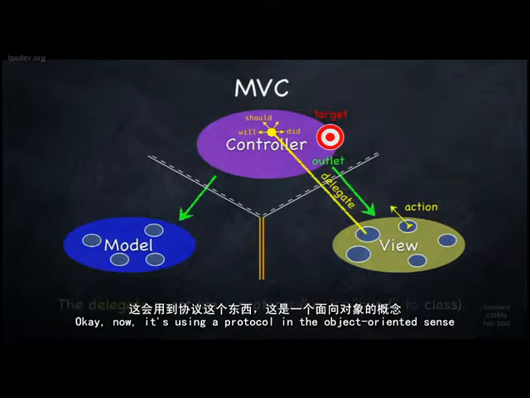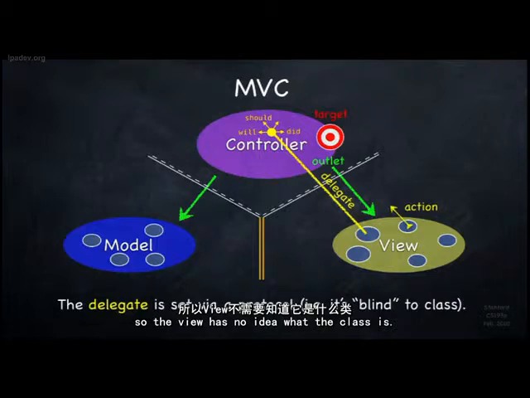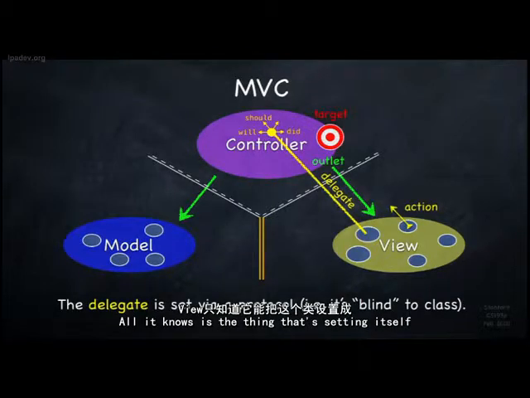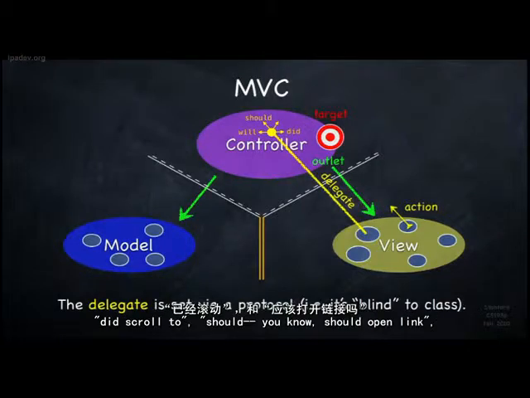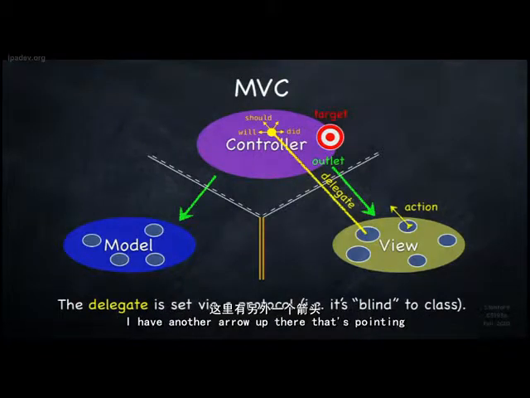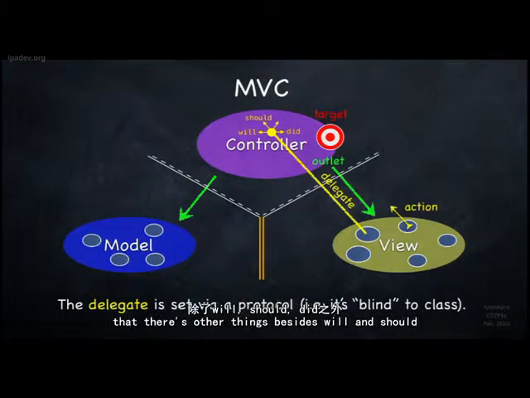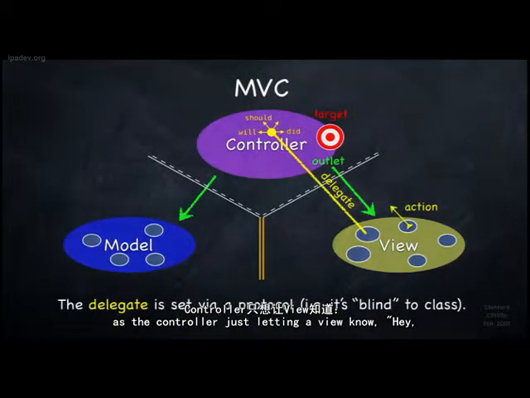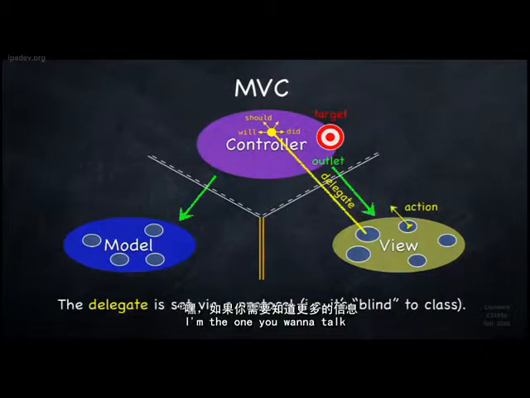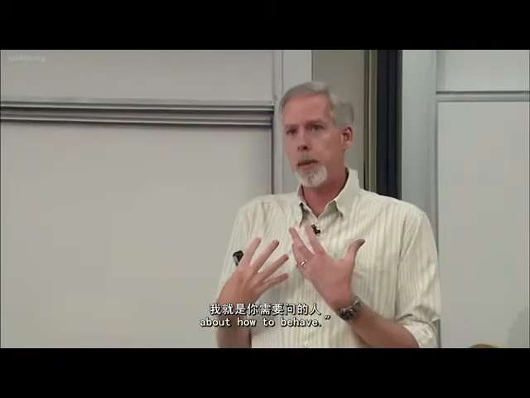Okay? Now, it's using a protocol in the object-oriented sense, so the view has no idea what the class is. All it knows is the thing that's setting itself as a delegate can understand messages like will scroll to, did scroll to, should open link, those kind of messages. Okay? I have another arrow up there that's pointing to this outer space, which is to say that there's other things besides will and should and did that get delegated. But you can think of this as the controller just letting a view know, hey, I'm the one you want to talk to when you need some more information about how to behave. Okay?